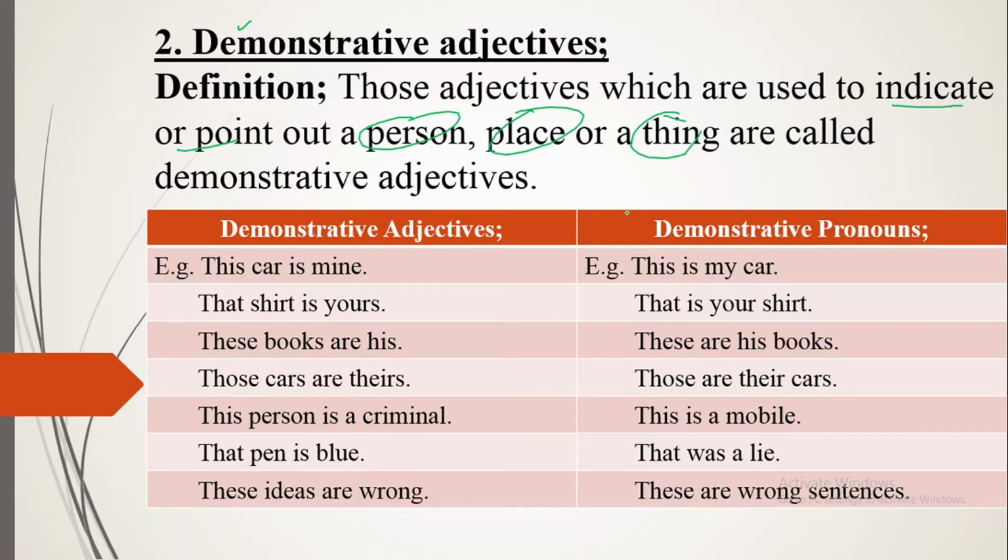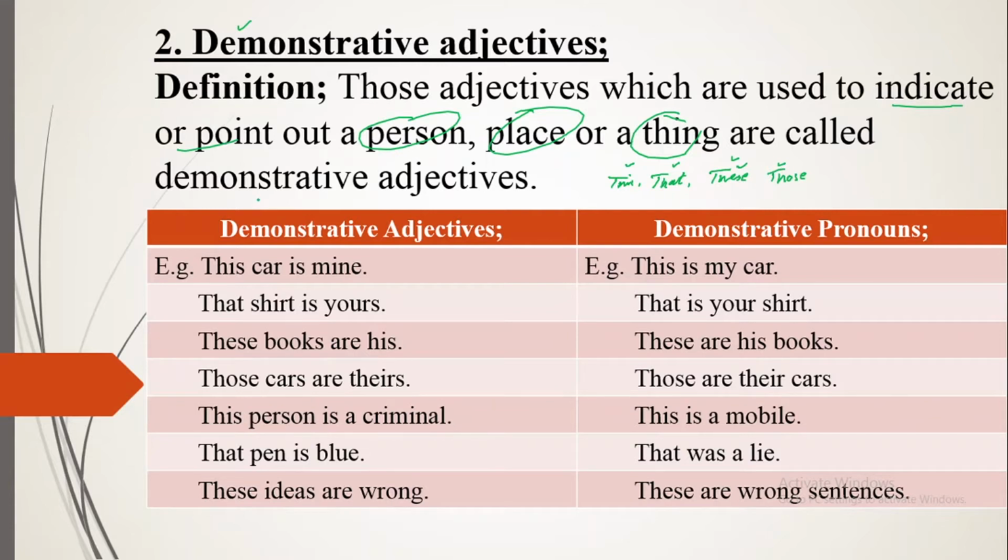So the first difference is when you are using this, that, these, those. They are total four in number. Keep in your mind: these is the plural of this, and those is the plural of that. This is used for the near thing, singular, and that is for the far thing, singular. These is for plural near things, and those is for plural far things.